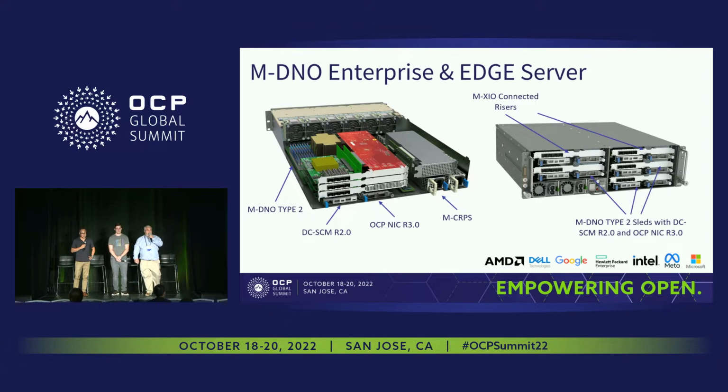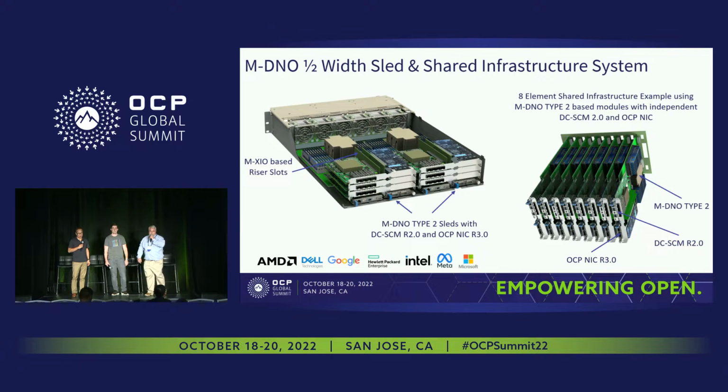You can see on the left, all these examples are going to be using an M-DNO Type 2, but we're showing how you can use an M-DNO Type 2 to build an enterprise server that's shown in the picture on the left here, and then the picture on the right could be the same board used in an edge type environment or enclosure. We're using all the common building blocks that Todd and Vincent just talked about, such as the DC-SCM, the OCP NICs, the MCPRS, the MPIC functionality, but this is exactly the same unit that's shared across both of the solutions.